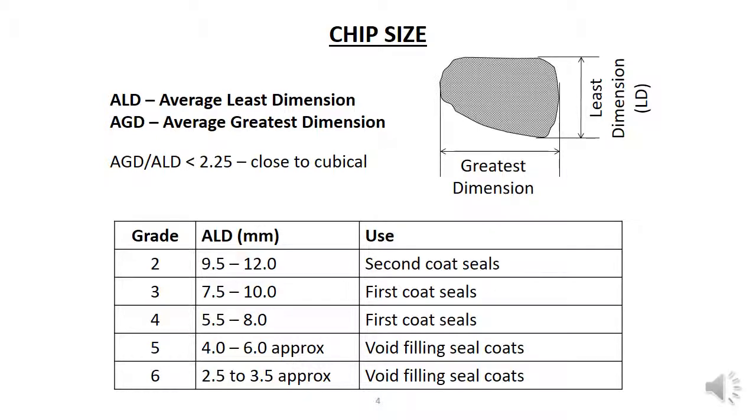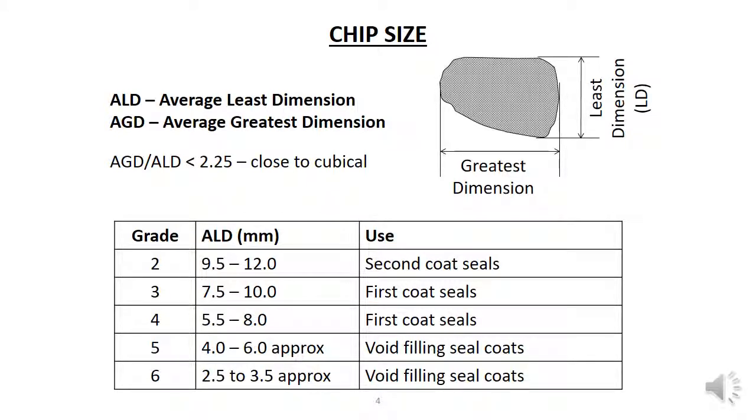There are several sizes of chip as shown by this table. The larger chips are grades 2 to 4 and are primarily used for single coat or as a base for two-coat seals. The smaller chips are grades 5 and 6 and they are primarily used to fill the voids between coarser seals. So the smaller chips range between 2.5 and 6 millimeters for the ALD, the average least dimension, while the larger chips range between 6 and 12 for the average least dimension.